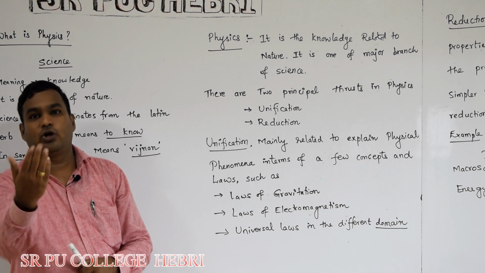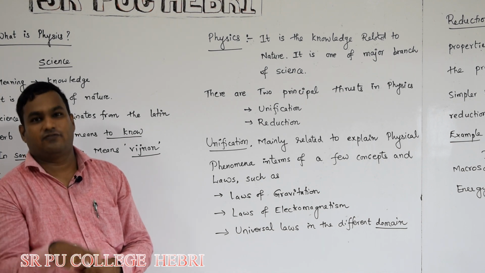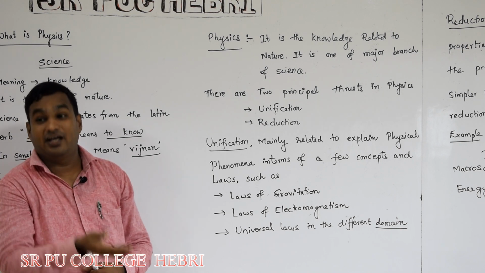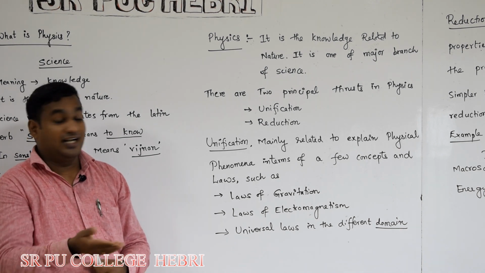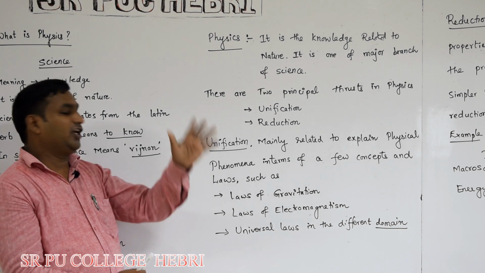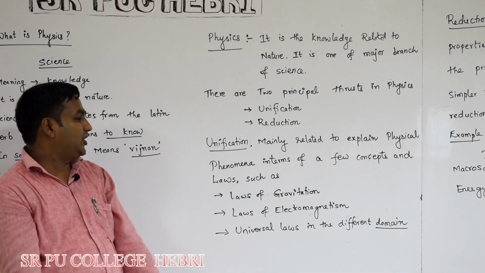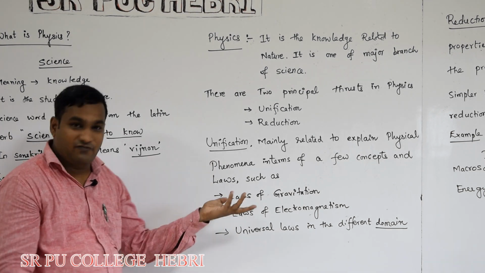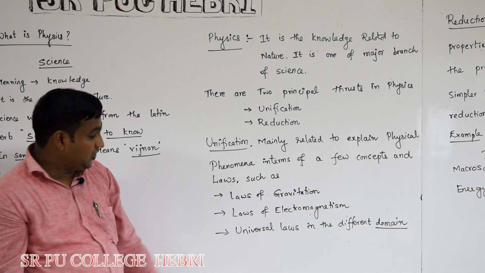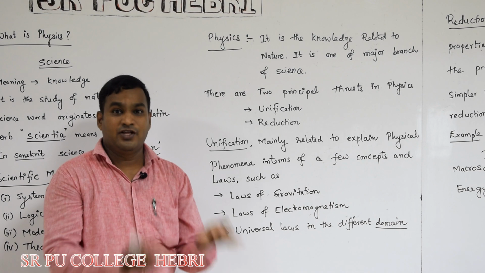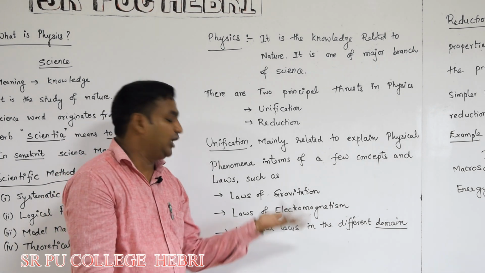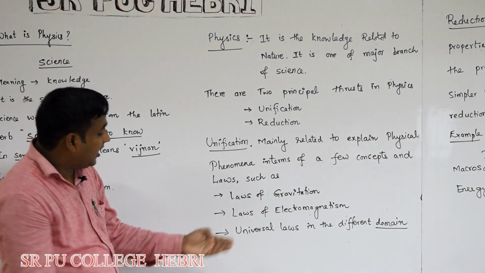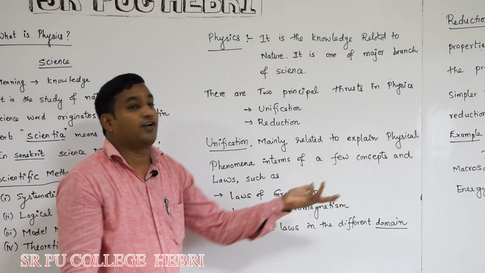Again, a car is moving on a road, or the car may be in a state of rest. It depends mainly on the applied force. I need a law to explain that. And here, unification also mainly deals with concepts and laws, such as the laws of gravitation explained by Newton, and the laws of electromagnetism. Different scientists explained that electromagnetism is a combination of electric field and magnetic field, and universal law in the different domain.